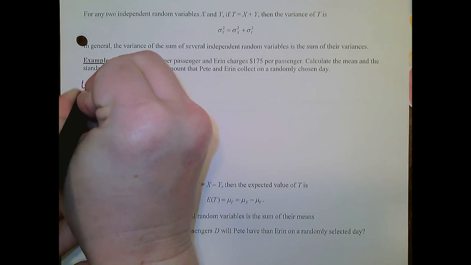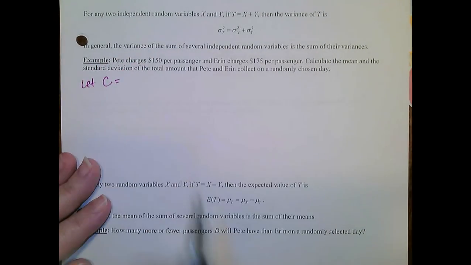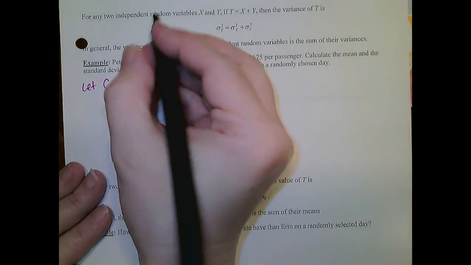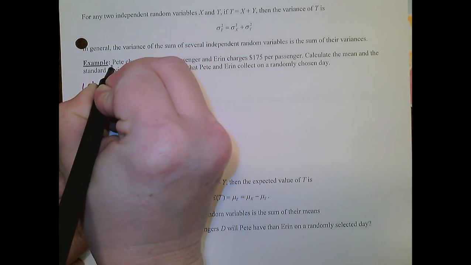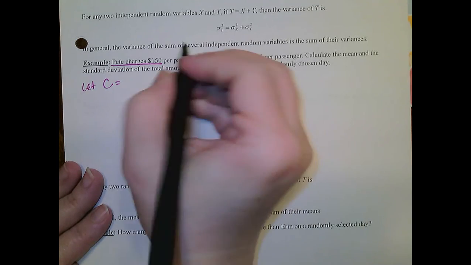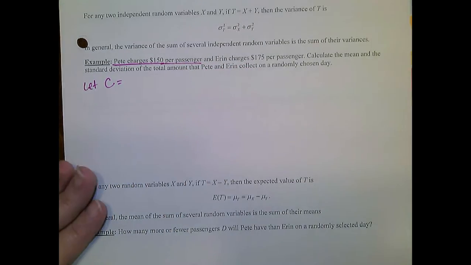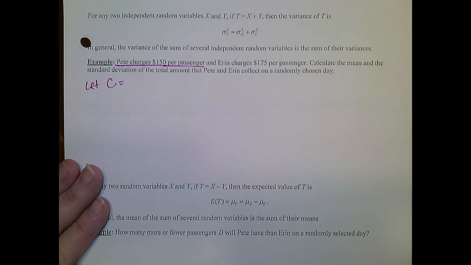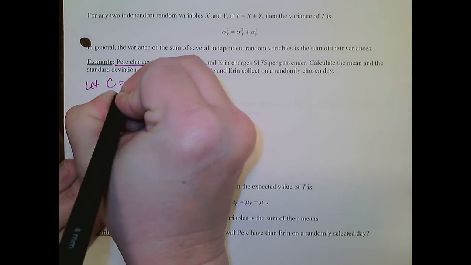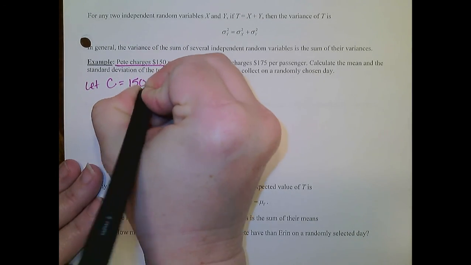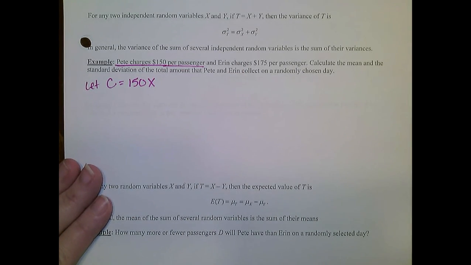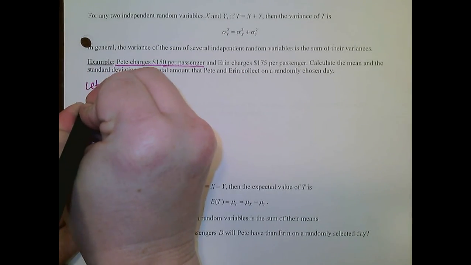I'm going to let C equal the total amount that just Pete collects. Pete is going to charge $150 per passenger. So if I want the total amount that Pete collects, I'm going to have to take the number of passengers that Pete has on any trip, which is X, and multiply it times $150 per passenger. So C would be $150 times the total number of passengers that Pete carries. And that would give us the amount that Pete collects.